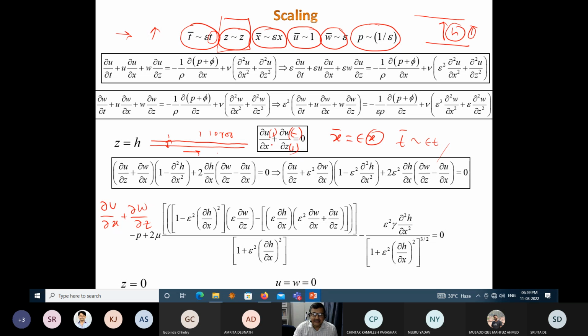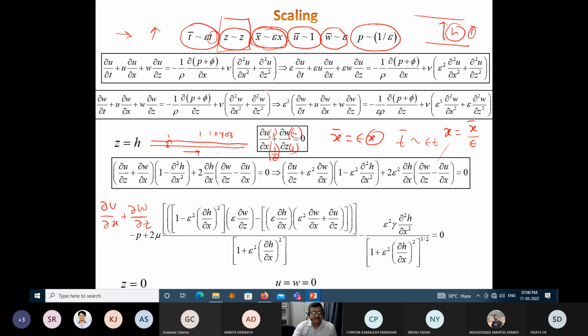What should be X here? Anybody? What should be X? If W is small, if Z is 1, if U is 1, what should be X? 1 by epsilon. Fantastic. So you can see this is what I have enforced here. X is equal to what? X bar by epsilon. Very tricky, but once you understand, it's very interesting.